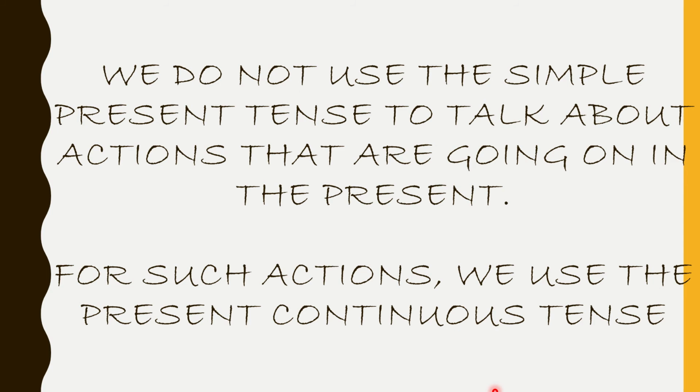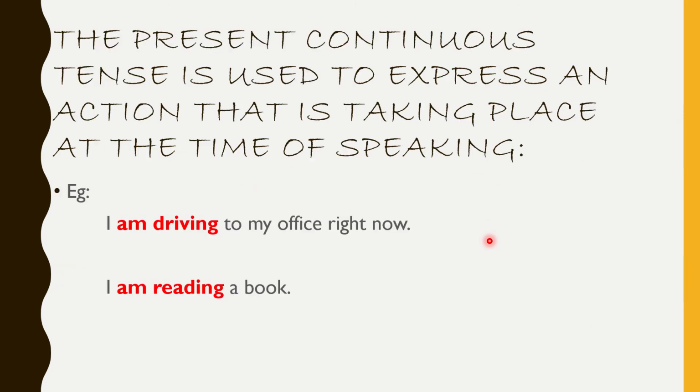Children, you learned in the previous class that the simple present tense is used to talk about an action that happens regularly, habitually, or it displays a universal truth amongst other things. But the present continuous tense, children, is used in order to talk about actions that are going on in the present, right at this moment. So the present continuous tense can be used in three ways.